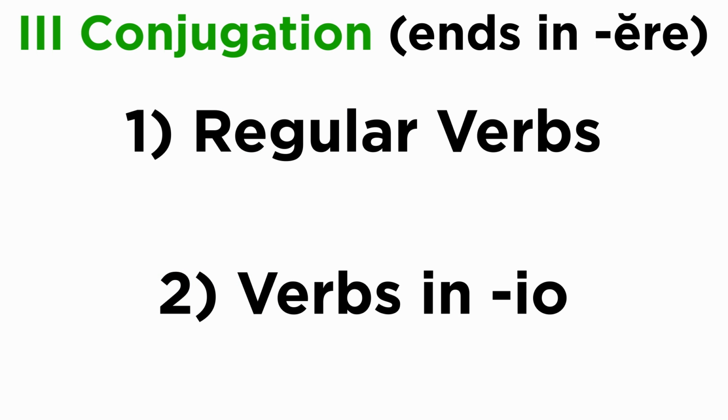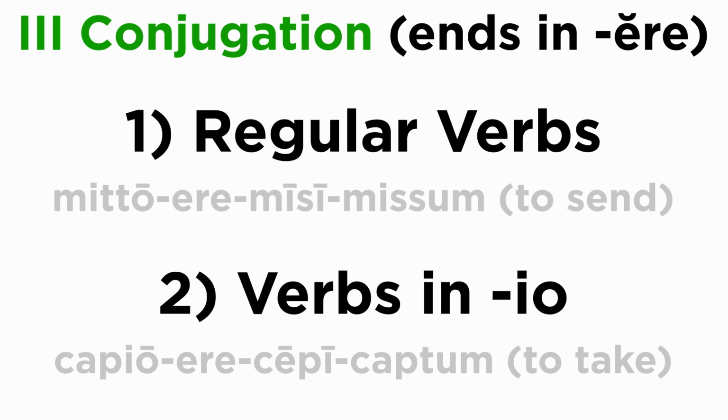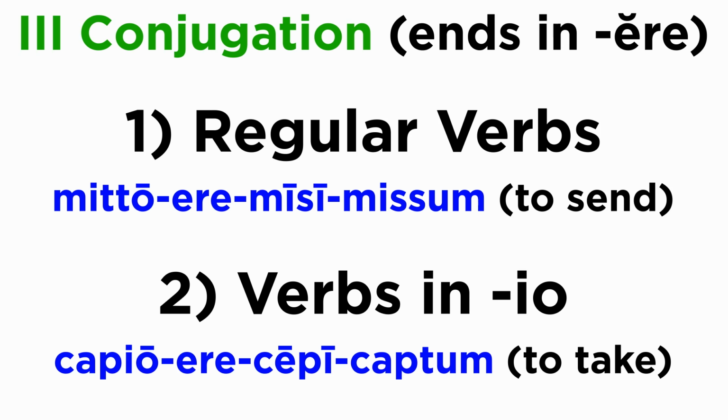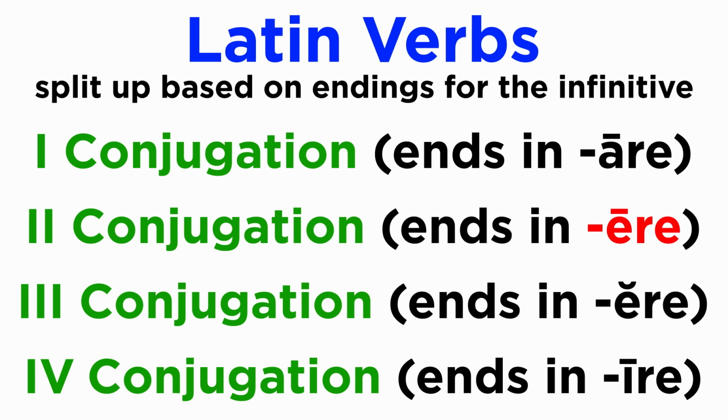The third conjugation includes both regular verbs and the so-called verbs in io. Here is one example of each. Mitto, mittere, misi, missum. Capio, capere, capi, captum. So, while in the second conjugation ere was long, in the third conjugation ere is short.